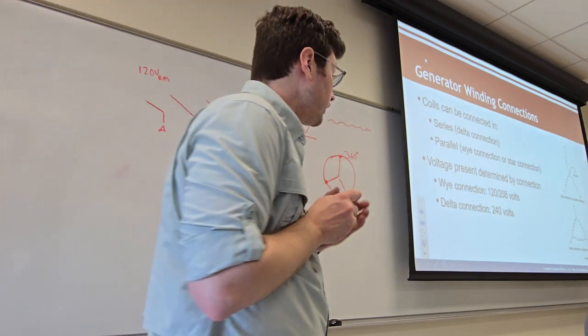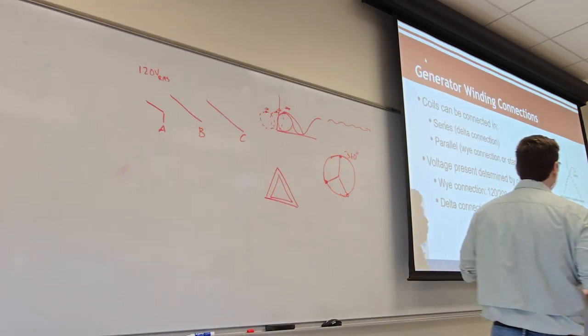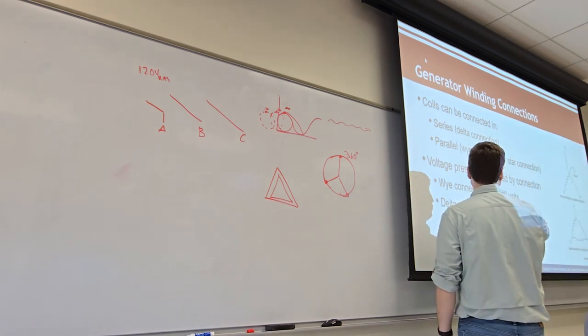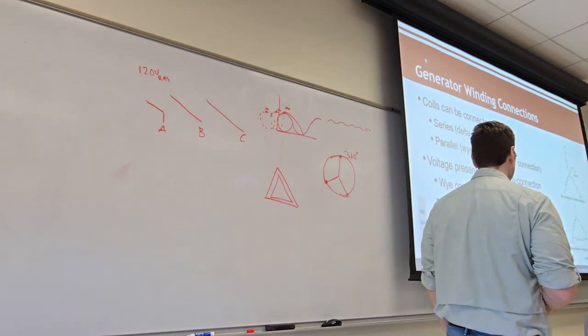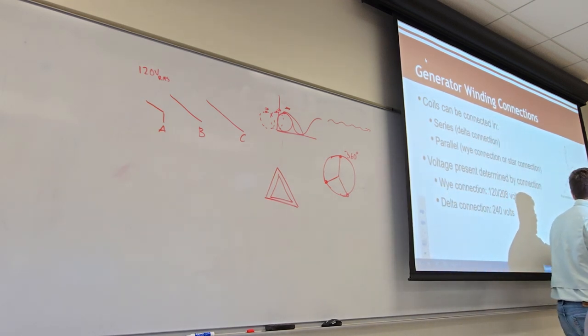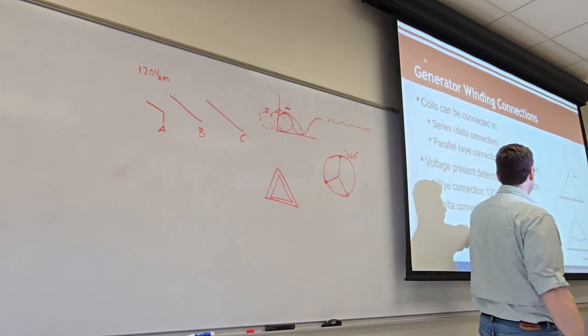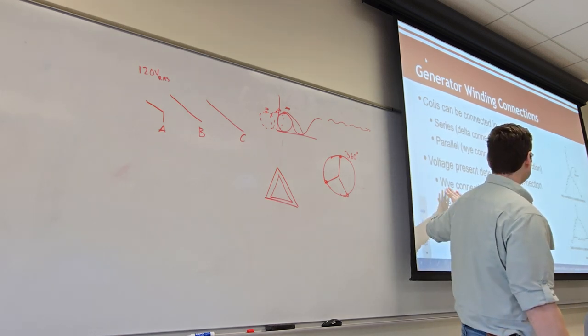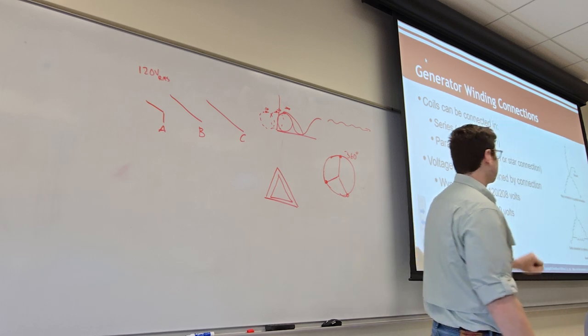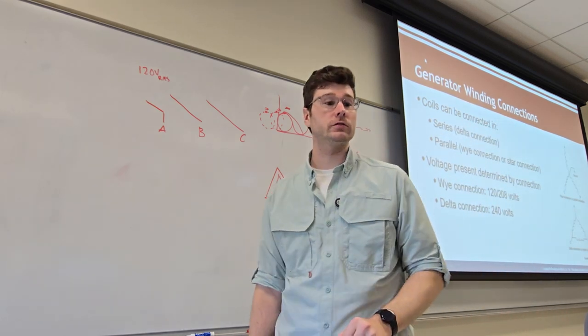Now, the voltage that comes out, because one is parallel and one is not, we get parallel or series voltages out of it. So the delta connection that we get between any 2 of these points is going to be different. It's going to be a higher voltage at 240 volts than any one of those connections, A, B, or C, to ground. It'll be 120 or 208 volts.